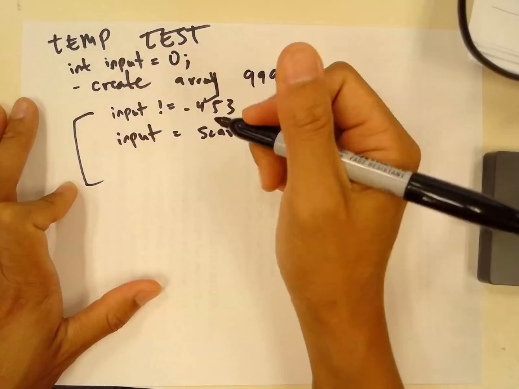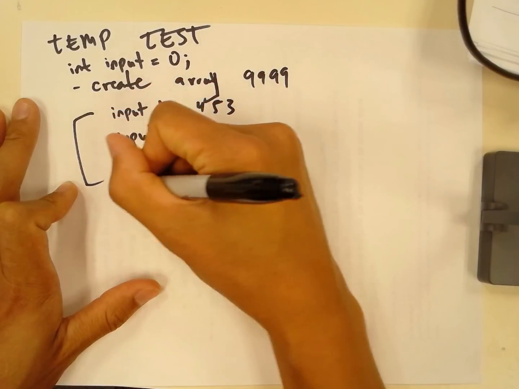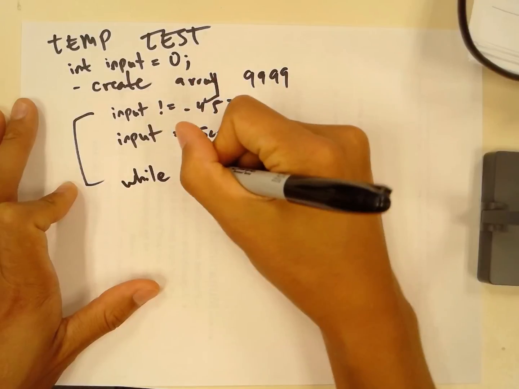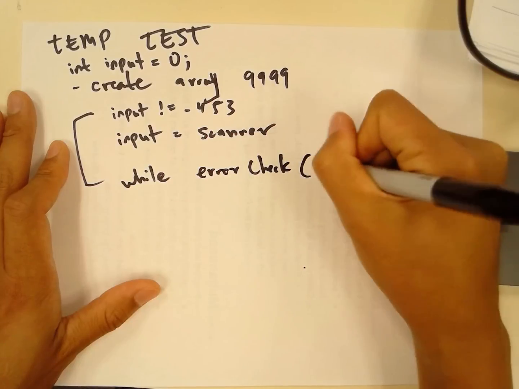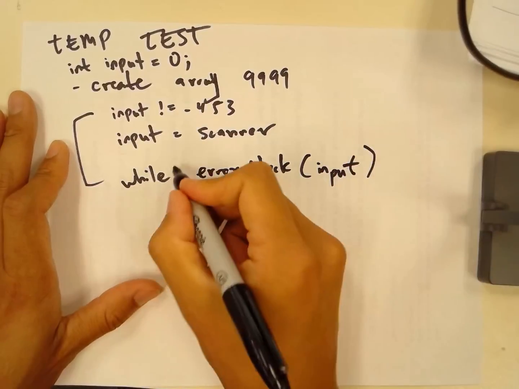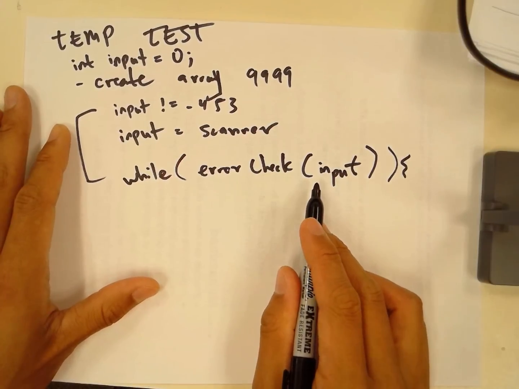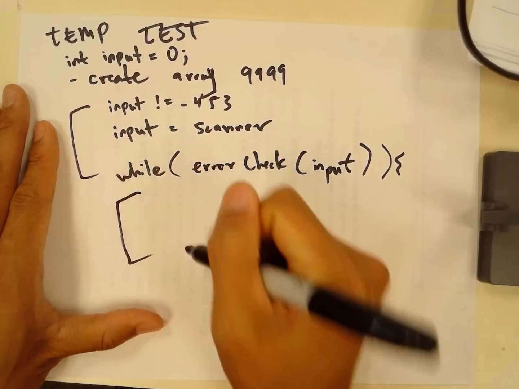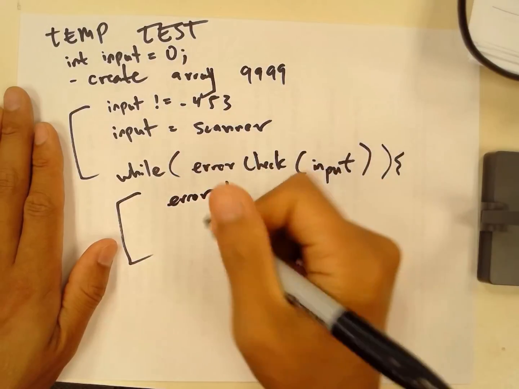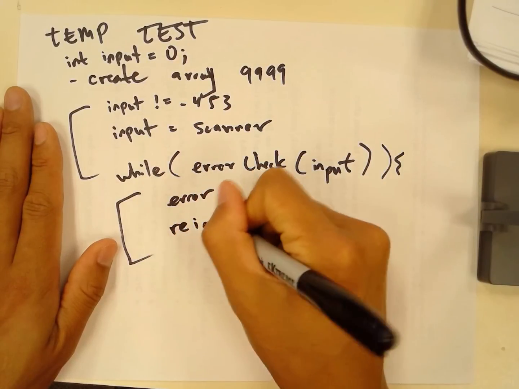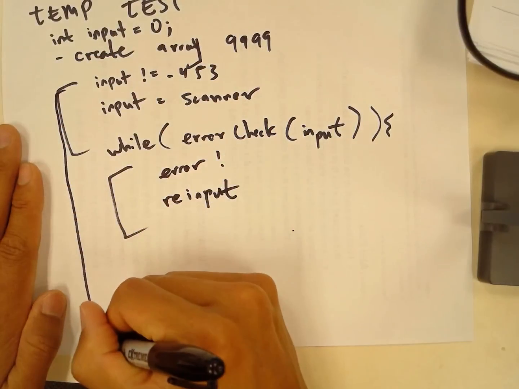And then when you take in the input, you're going to have another little mini while loop in here, and the while loop is going to go while error check input returns true, you're going to continue this little mini loop. And what is the mini loop going to do? It's going to print out error, and ask for the re-input of the temperature value, right? Oh, and then this while loop, I guess, needs to extend on down.